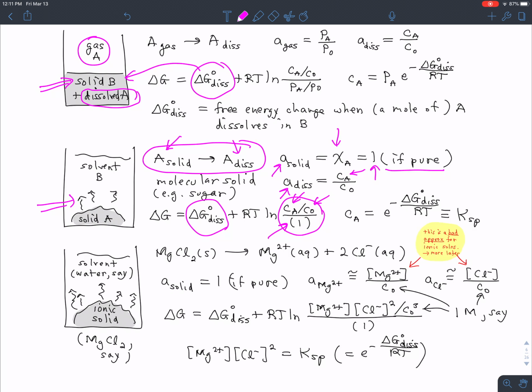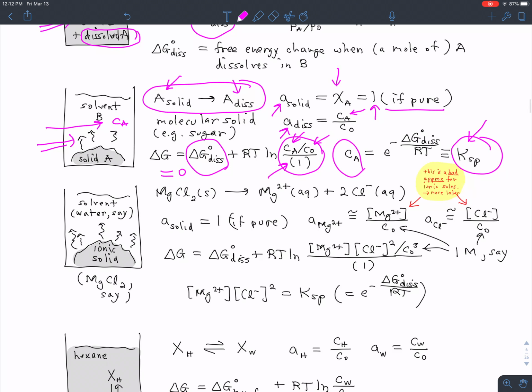And setting delta G equal to 0 to find the equilibrium conditions, you find that the equilibrium concentration for the dissolved solid is an equilibrium constant, and now because there's no other concentration variable involved, it's just purely equal to the equilibrium constant, which in this case is called a KSP, or a K solubility product.